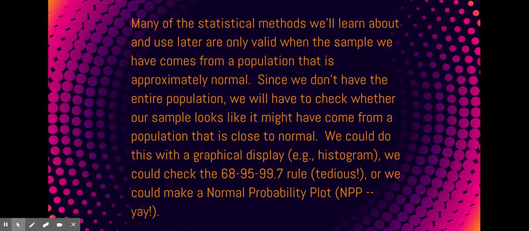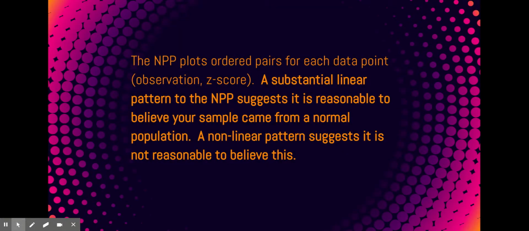We could do this with a graphical display, for example, a histogram. We could check the 68, 95, 99.7 rule, which is tedious, or we can make a normal probability plot, also known as an NPP. And there's a yay there because this makes it much easier. The normal probability plot's ordered pairs, for each data point, are the observation and the z-score. The z-scores are predicted.